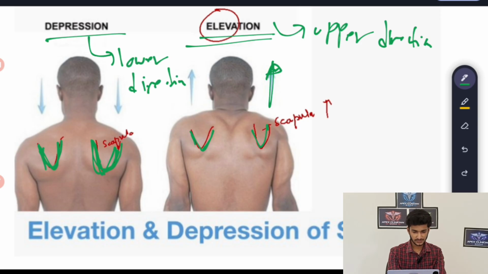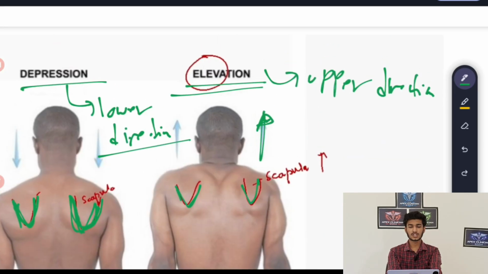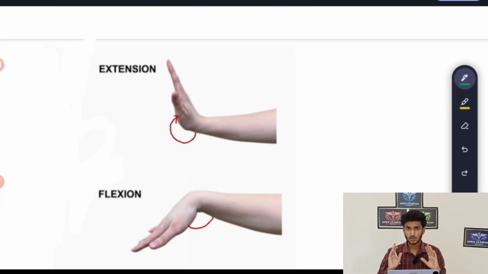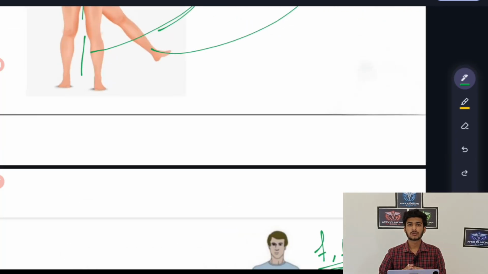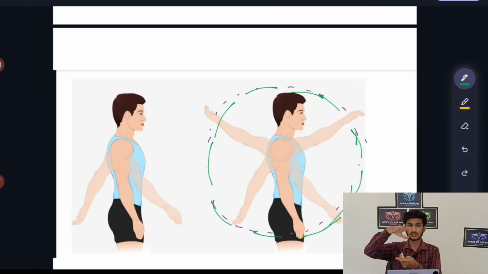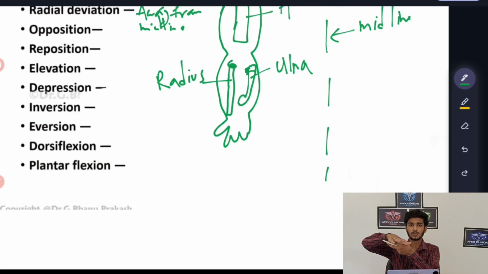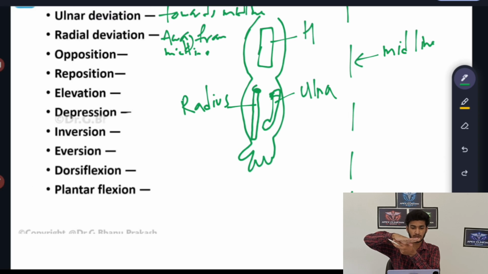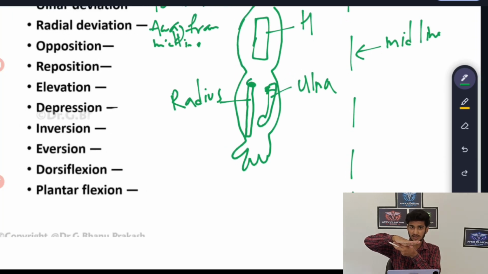After that, we have another movement, that is inversion and eversion. You will see this movement in the sole of the foot. Whenever the foot, imagine this is the foot, is moving towards the midline of the body, then it is called inversion. Whenever the sole is moving towards the midline of the body, it is called inversion. And whenever the sole is moving away from the midline of the body, it is called eversion.